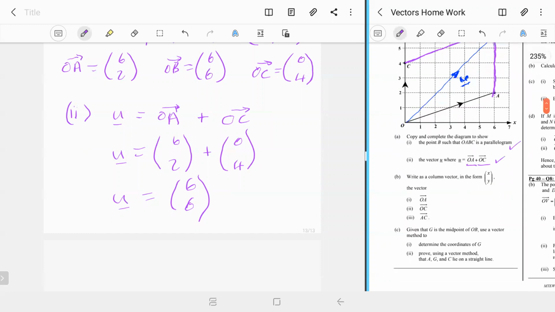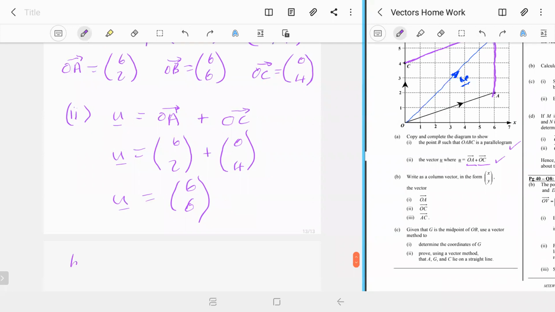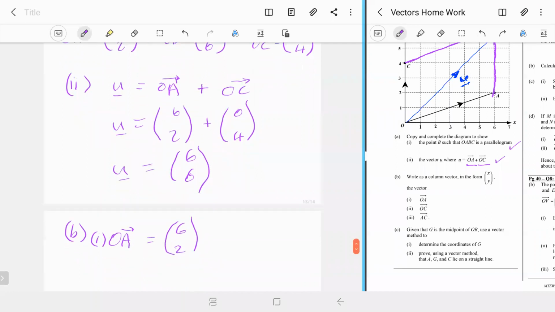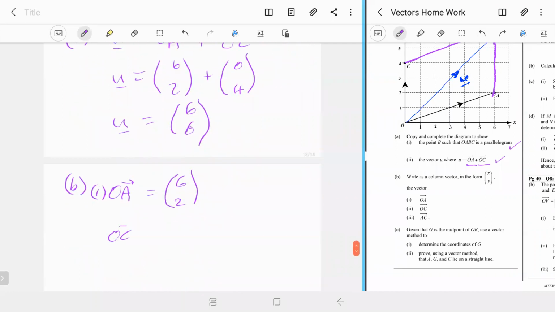Next part now. Write as column vectors in the form. They want us to write OA. We worked it out already. OA is 6, 2. Right, that's the first part. Next thing I want is OC. OC is 0, 4. So I say I give 3 marks to write those.